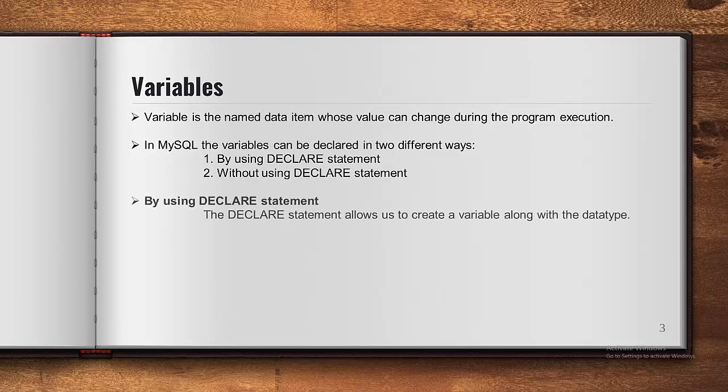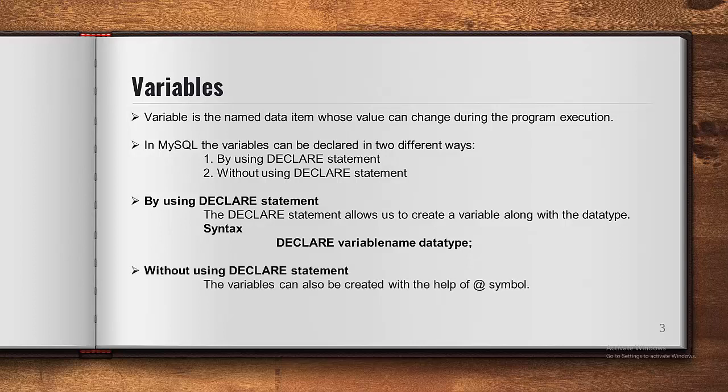Now, if you are using a declare statement, then the declare statement allows you to create a variable along with the data type. So you have to declare a variable, then only you can assign the values. This is what we have seen in our previous video, and the syntax will be like declare variable name and data type. Declare space variable name space data type.